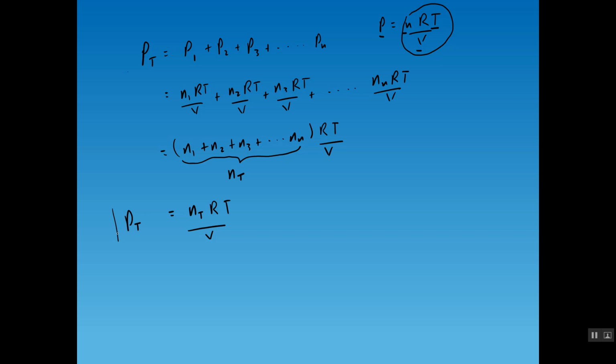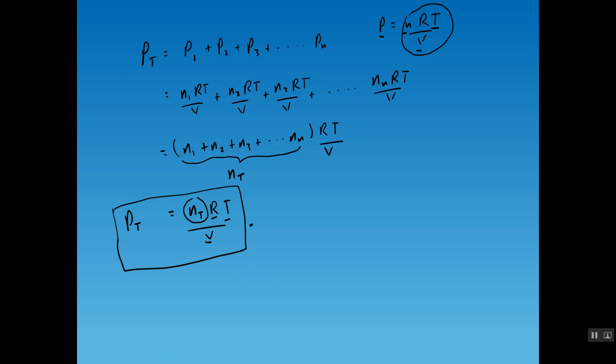So what this is telling you is that the total pressure of a mixture of gases would be equal to the total number of moles of all the gases times R times T, divided by V. All right? So that basically is the result of Dalton's law of partial pressures.